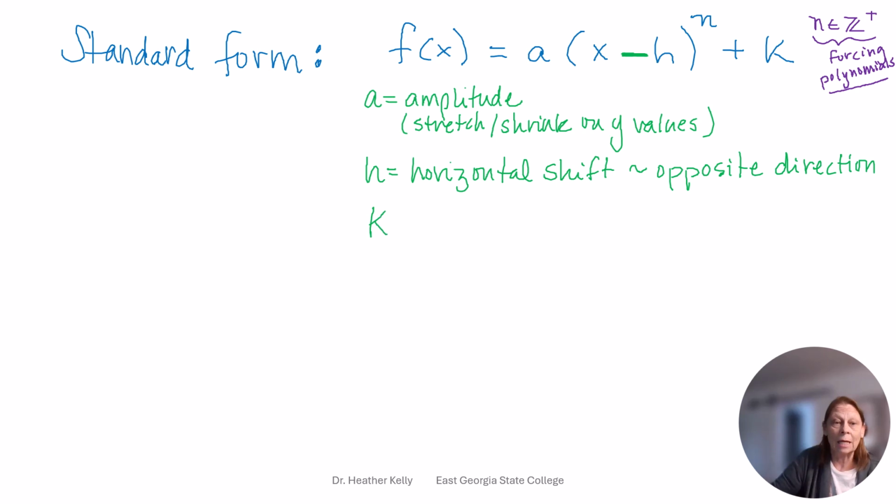And then k here, k is the vertical shift. And that you're just going to be straight up. Notice that there is not a negative built into that, so it's just going to be as you see it. If it's a +5, you're up 5. If it's a -5, you're down 5.